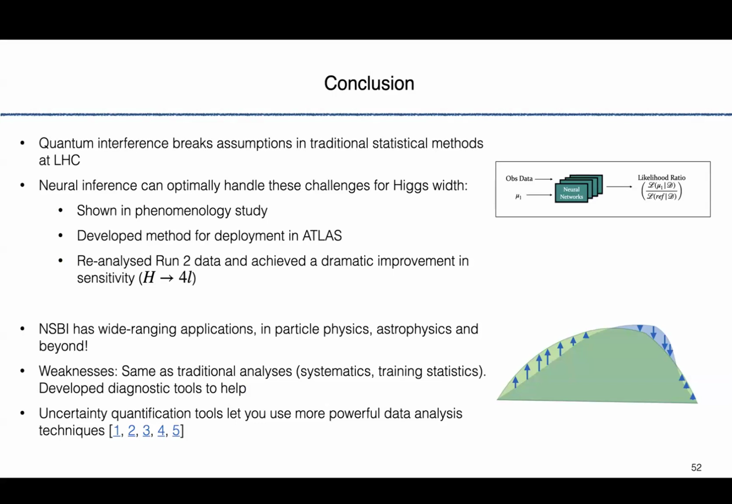The weakness of this kind of method is the same as for a traditional analysis. You need to be very, very careful about systematic uncertainties, and of course you need to have enough statistics to train your networks, because if they don't estimate the likelihood ratios properly, you're really in trouble. And so we have developed new diagnostic tools to convince ourselves that the network is doing well or to find problems. And when we use more and more powerful analysis tools, we also need to simultaneously build more powerful uncertainty quantification tools. We didn't have time to talk about all of that, but that's also a big focus of the work I do, so that we can really leverage these neural network-based methods.